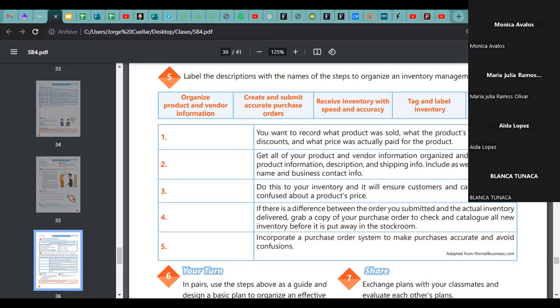I agree with Veronica. Good, amazing. Number four says, if there is a difference between the order you submitted and the actual inventory delivered, grab a copy of your purchase order to check and catalog all new inventory before it is put away in the stock room.